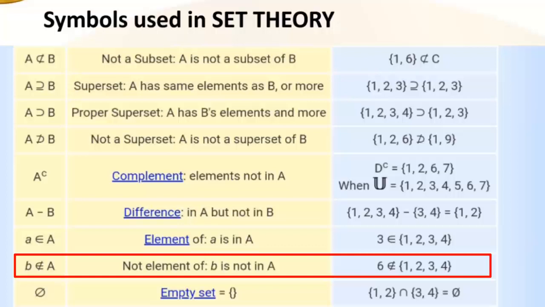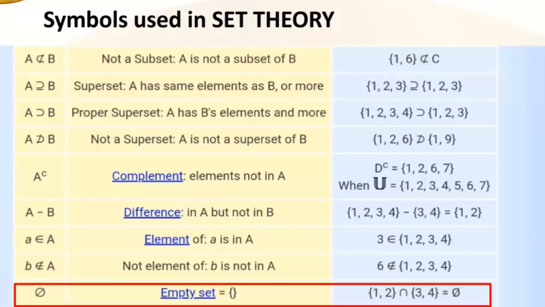Now, for example, 6 is not an element of set A, a set that has members 1, 2, 3, and 4. Now, we have a zero sign that is cancelled. So it means, like we call it, empty set. A set that does not have anything. So it means there's nothing common. For example, a set that contains elements 1 and 2 intersect a set that contains elements 3 and 4. So that's what we call empty set. Nothing is common to both sets.